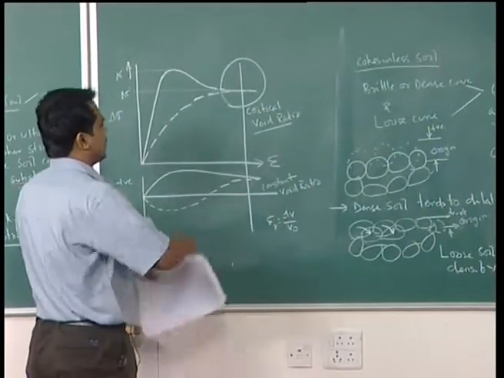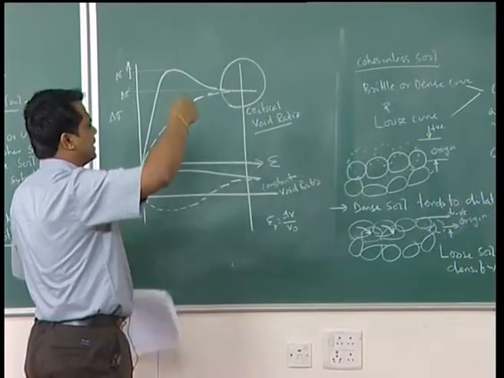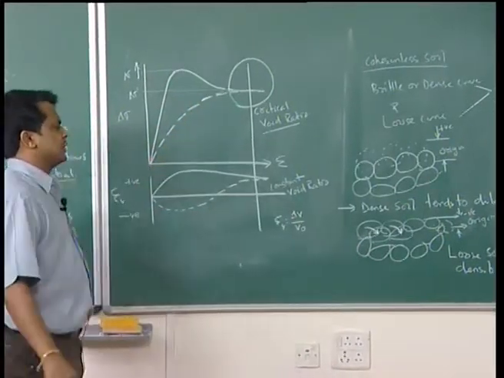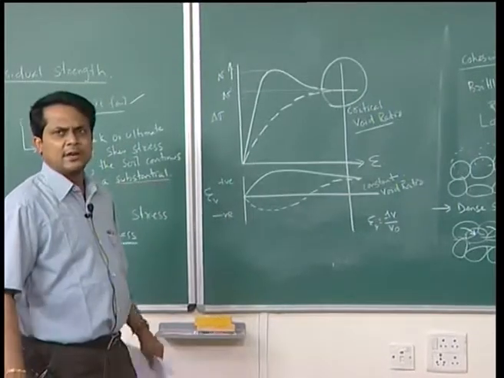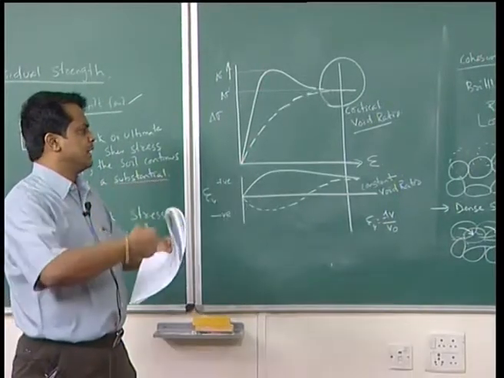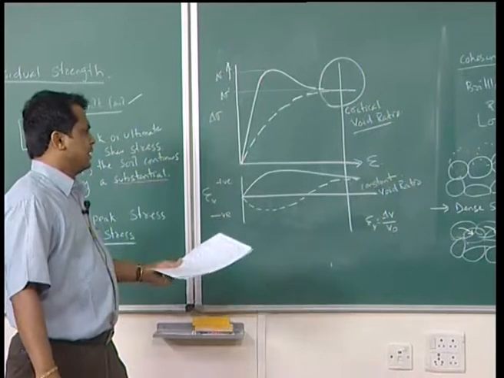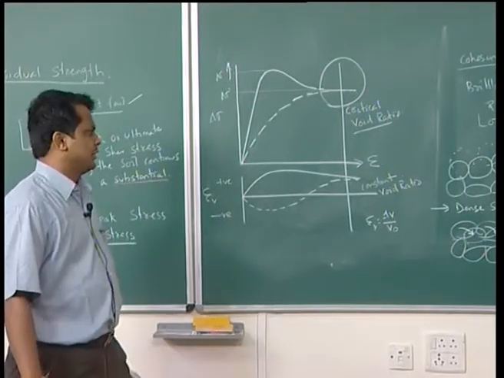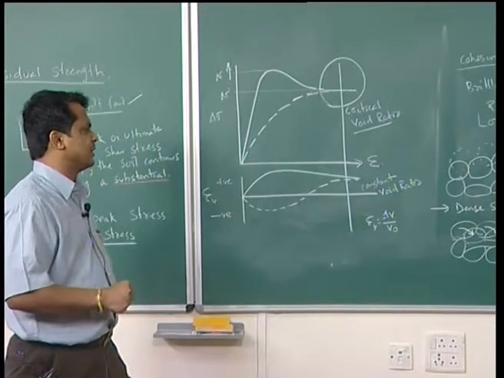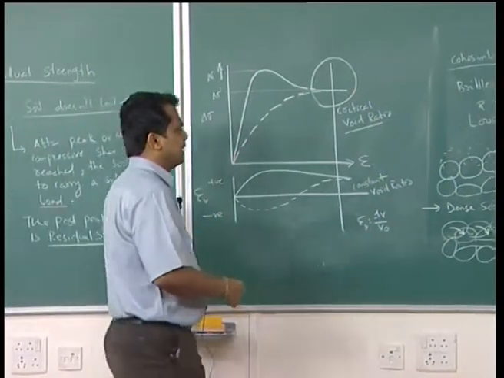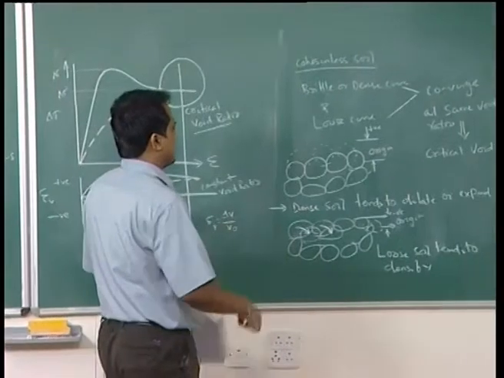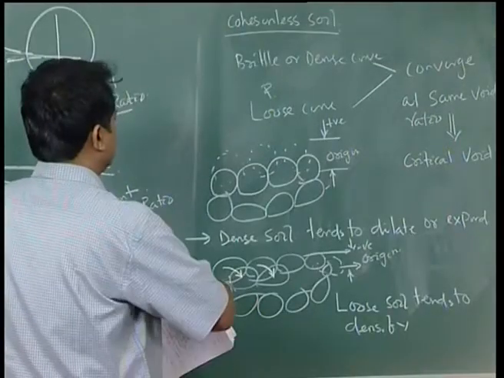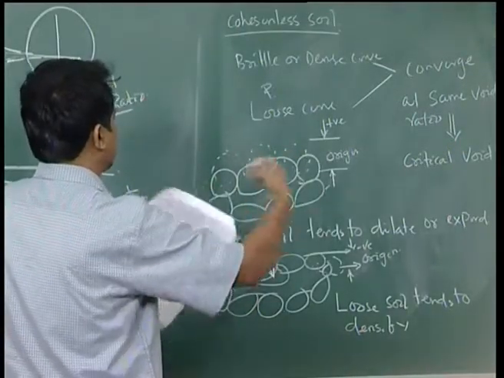That means it will go to a certain point, it will densify, then all of a sudden the soil tends to dilate or expand. The moment soil tends to dilate or expand, the interlocking effect has gone. Interlocking effect of the soil has gone. So, what will happen? It tends to expand and dilate, means it will go on the positive side.